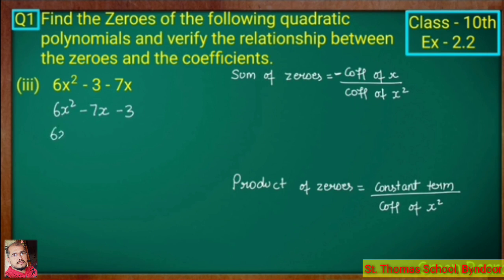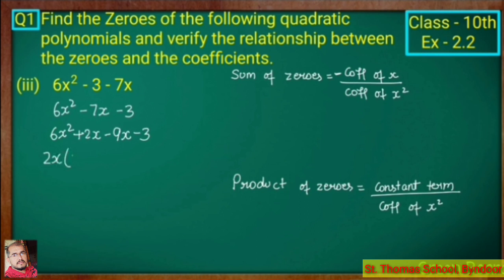Now 6x square can be written as it is. The middle term, minus 7x, I have to split into two terms: plus 2x and minus 9x, then minus 3. Plus 2x and minus 9x gives minus 7x. When multiplying these two, we get minus 18, since 6 into 3 is minus 18, and 2 into 9 is also minus 18. Now for the first two terms grouped, 2x is the common term.